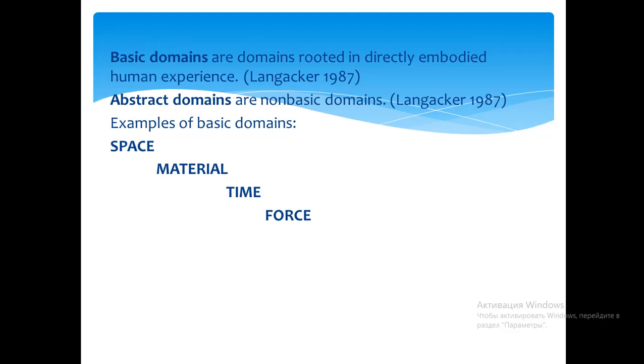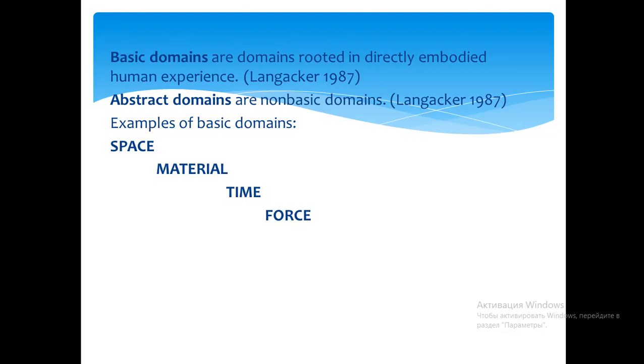A major theme of Langacker and Johnson's cognitive linguistic research is that even our most abstract knowledge is ultimately grounded in directly embodied human experience. Other examples of basic domains besides space are material, time, force, and a host of perceptual and bodily sensations: color, hotness, loudness, hunger, pain. There are also emotional and other mental states and processes, and also social properties, relations, and processes that do not presuppose other domains.